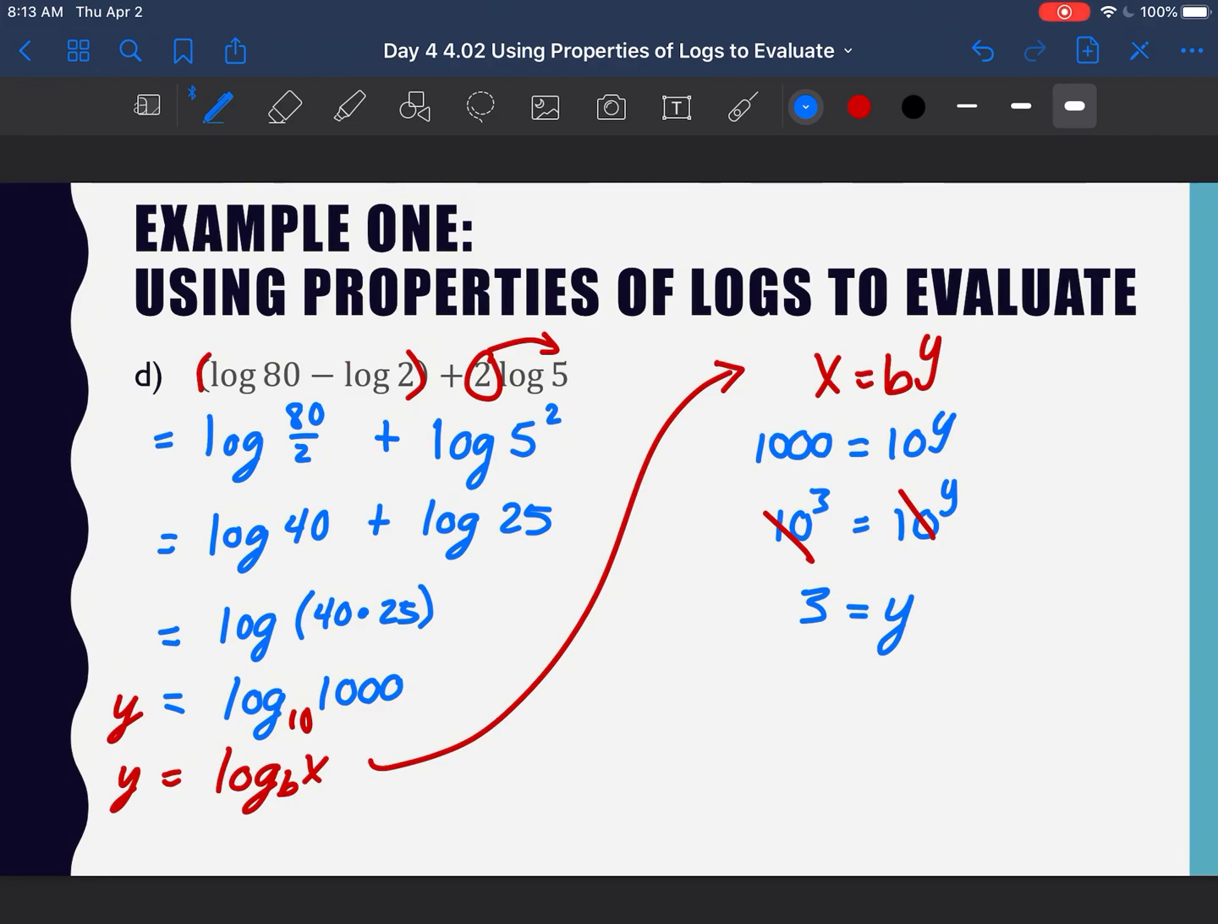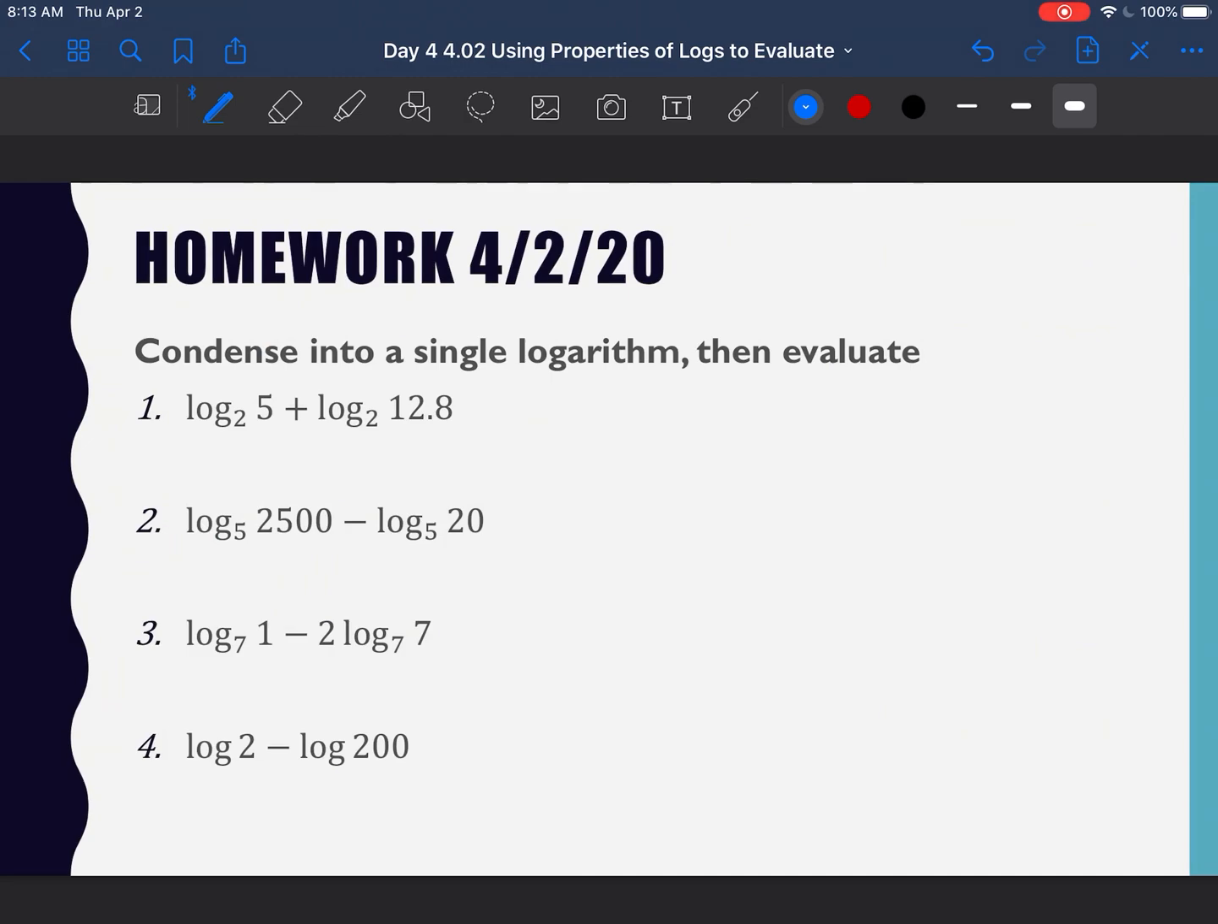All right, so that's the most difficult out of all of these, condensing and evaluating logs. So here's your homework. Don't forget, if you're having issues, please let me know as soon as possible, whether it's technology based or just getting the math, because we're going to start having quizzes and tests soon.